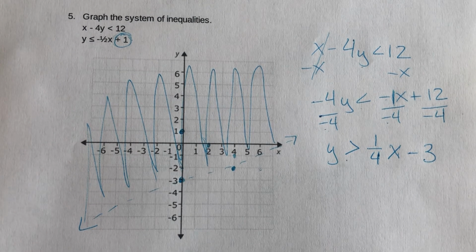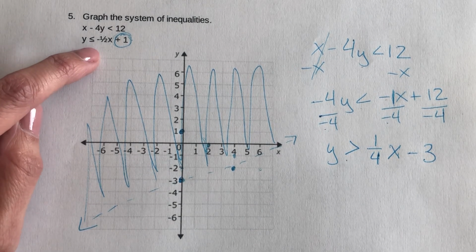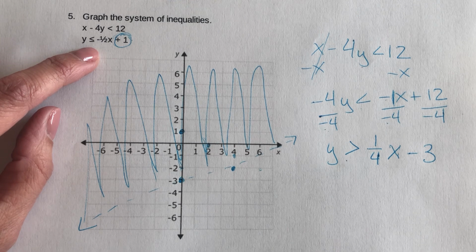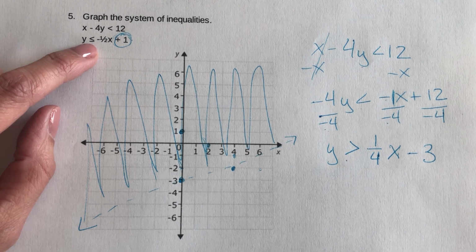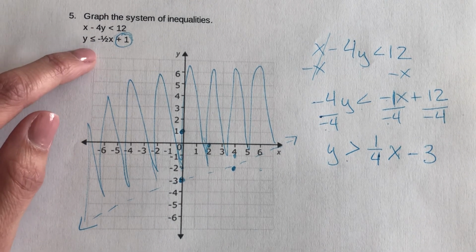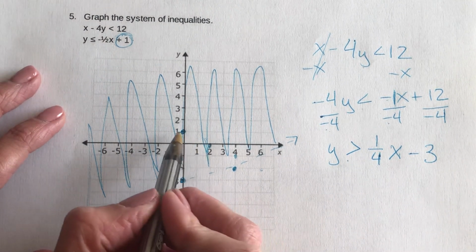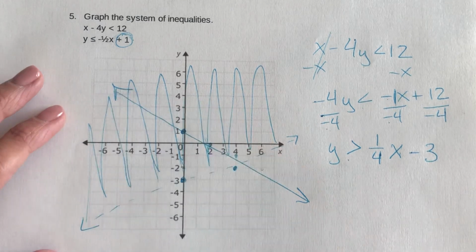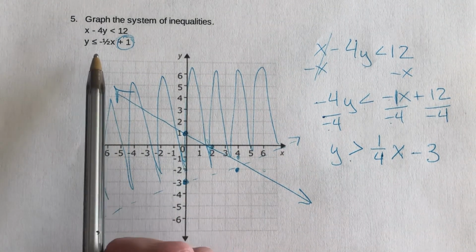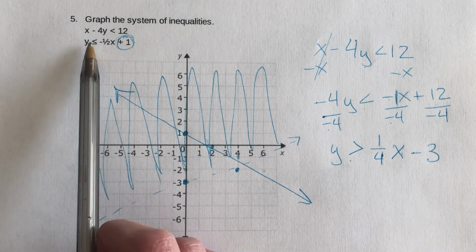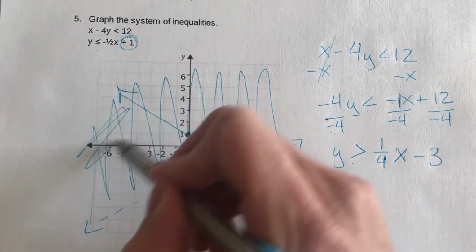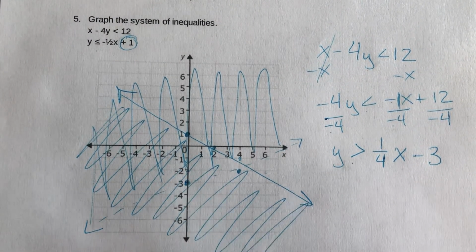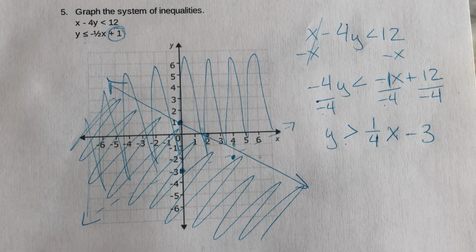Okay. And then it's going to be a solid line this time because of that equal to underneath there, because it's less than or equal to. So solid line. And then my shading is going below because it's less than. And that's it. That would be your final answer. And that concludes your review.